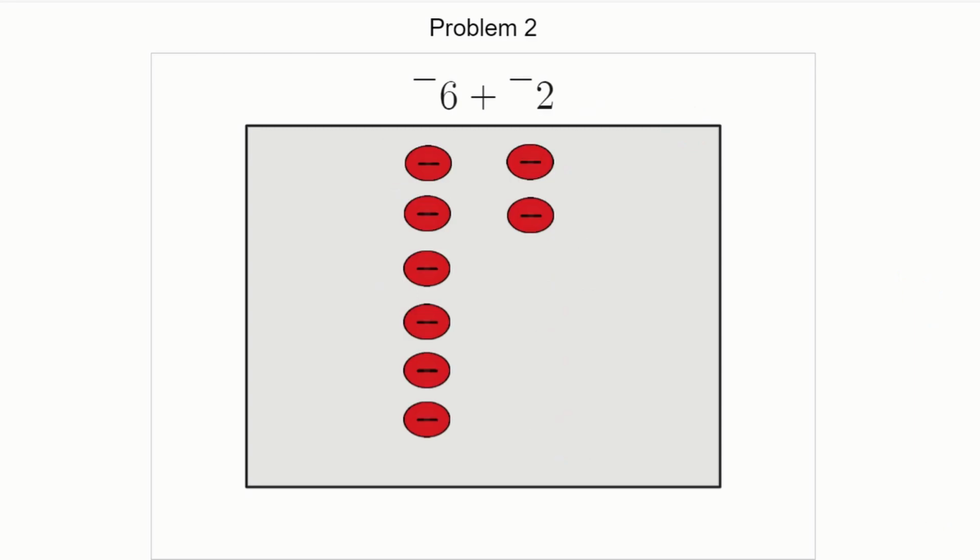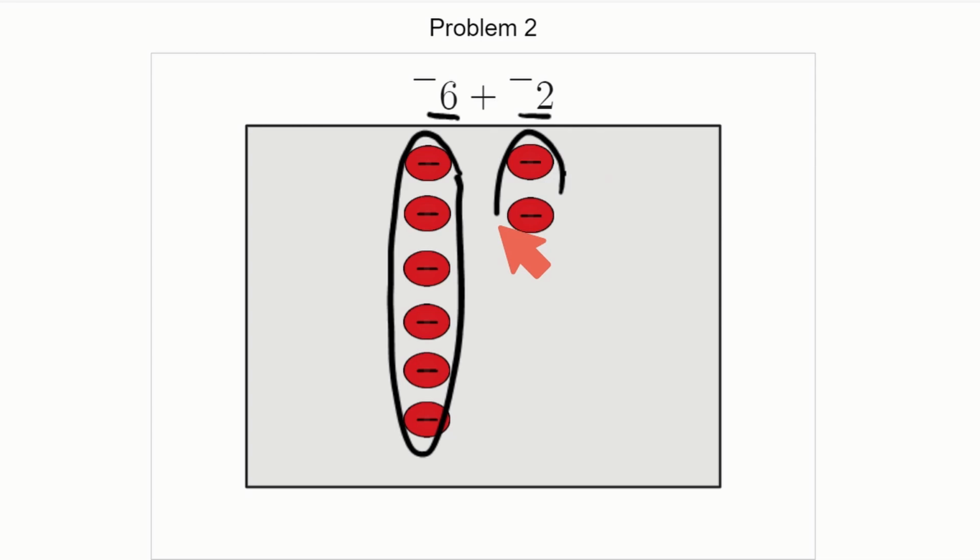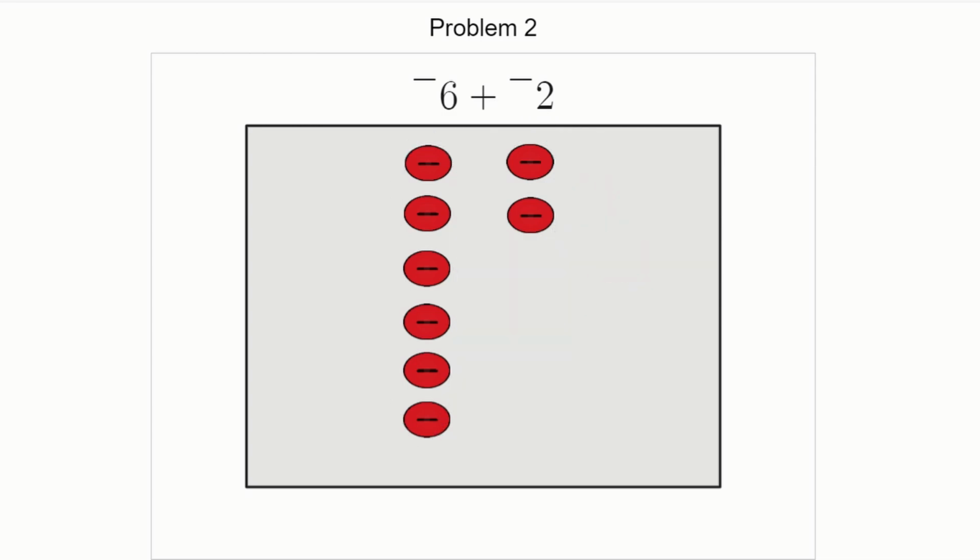Taking a look at our next problem, we have negative 6 plus negative 2. We could represent negative 6 as these 6 red tiles, and negative 2 as these 2 red tiles. Just like we did with the positive chips, the way we can solve this is, if I want to figure out what negative 6 plus negative 2 is, I can just count up all the chips. So you have 6 red chips, 1, 2, 3, 4, 5, 6, and then 2 more, 7, 8. So negative 6 plus negative 2 is going to equal negative 8. I have 8 red chips altogether.